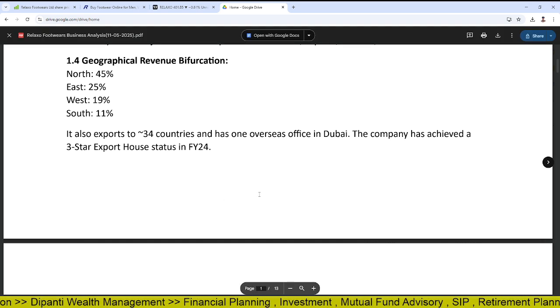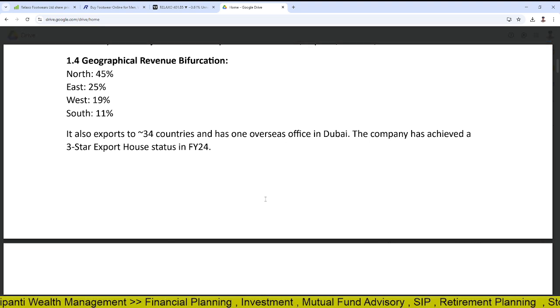It also exports to 34 countries and has one overseas office in Dubai. The company achieved a 3-star export house status in FY24.